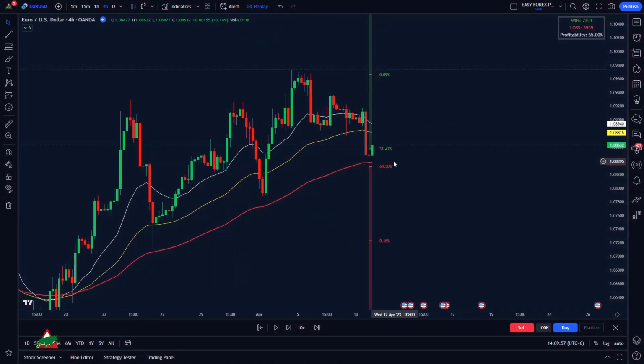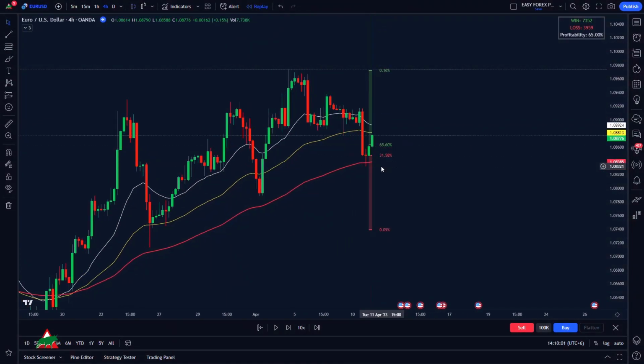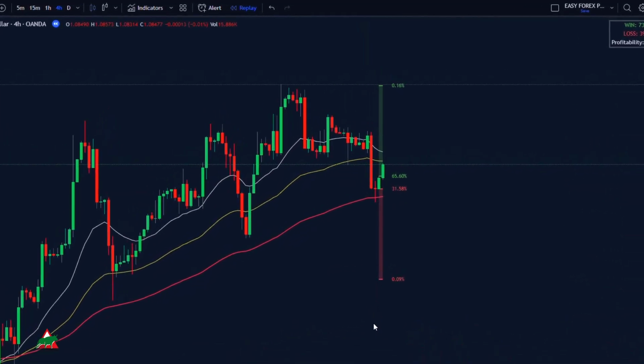Now, let's take a look at some entry examples to see how this strategy works in practice. Moreover, the breakout probability indicator tells us that there is over a 65% chance of the price breaking above the previous candlestick, which means we have a bullish bias.